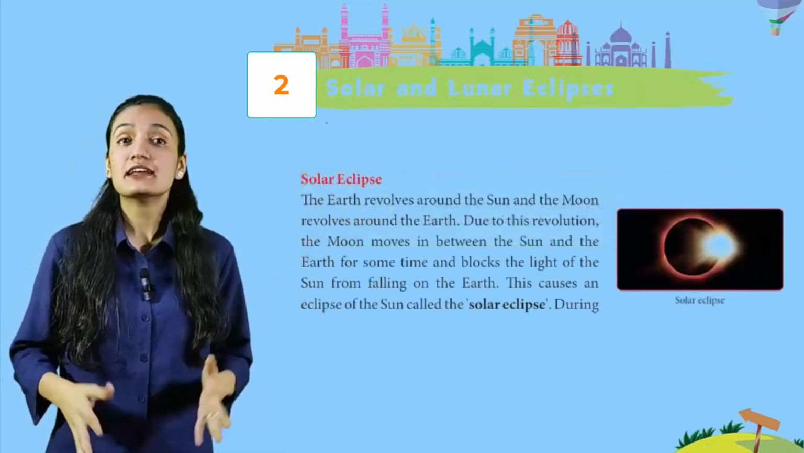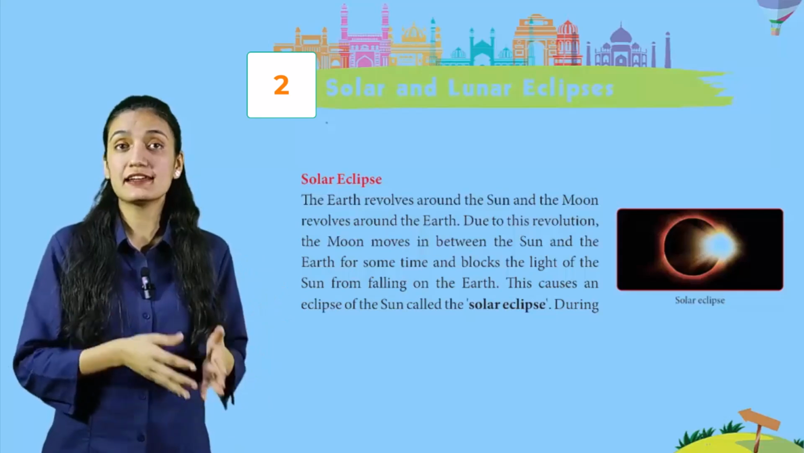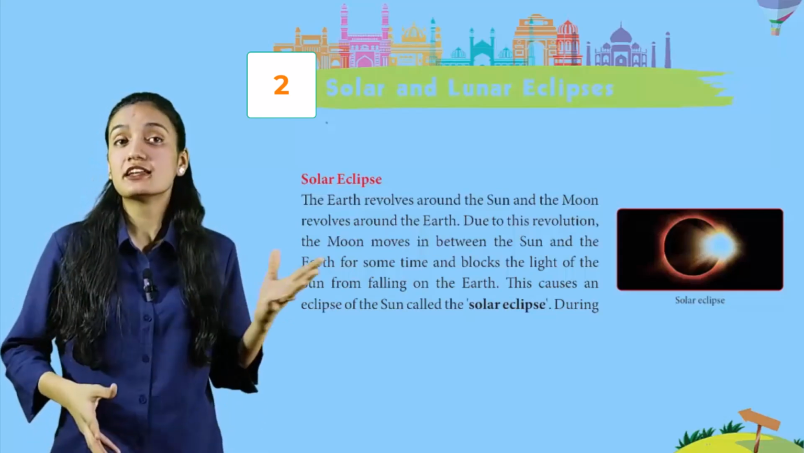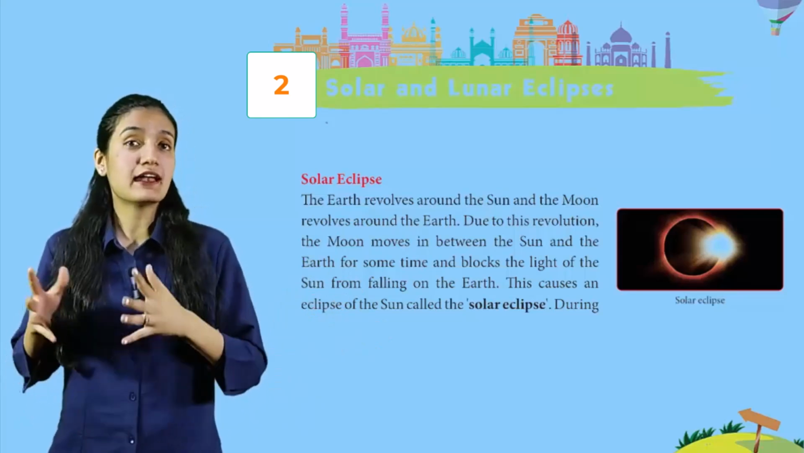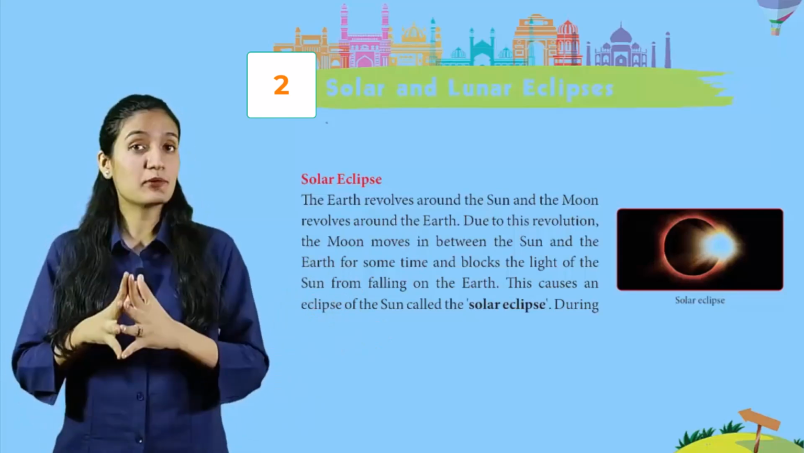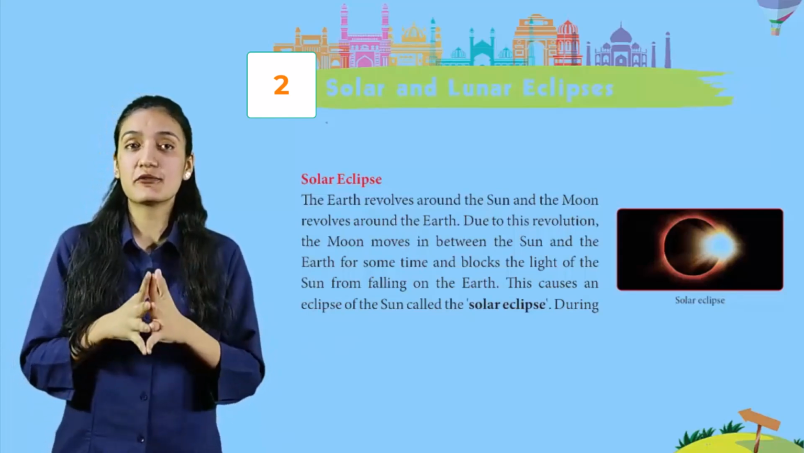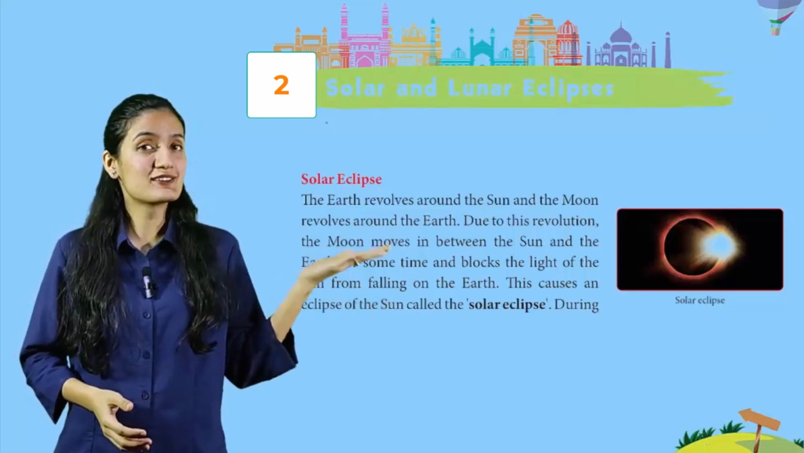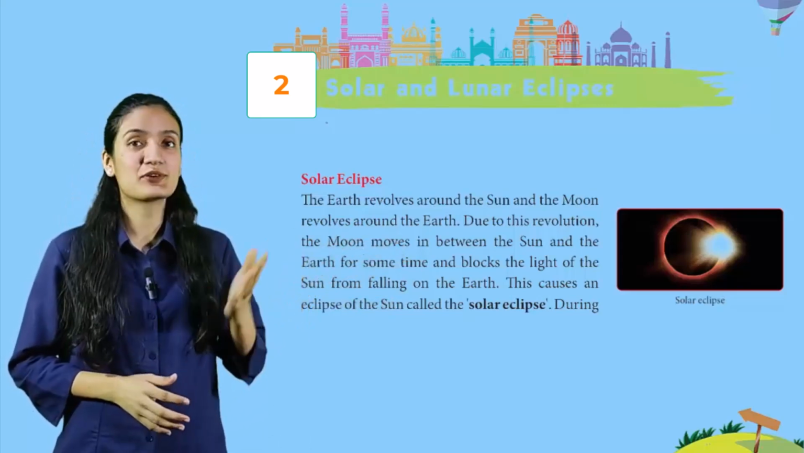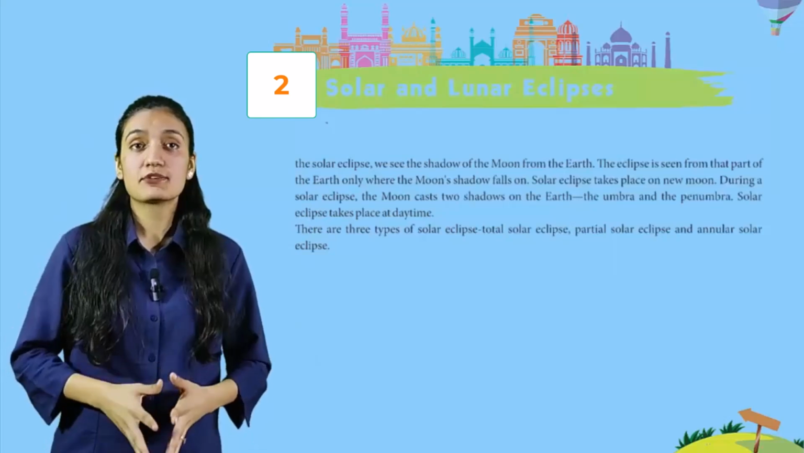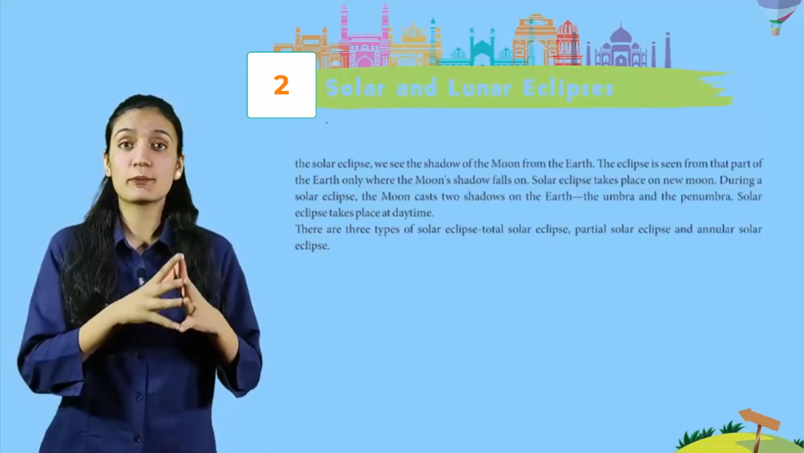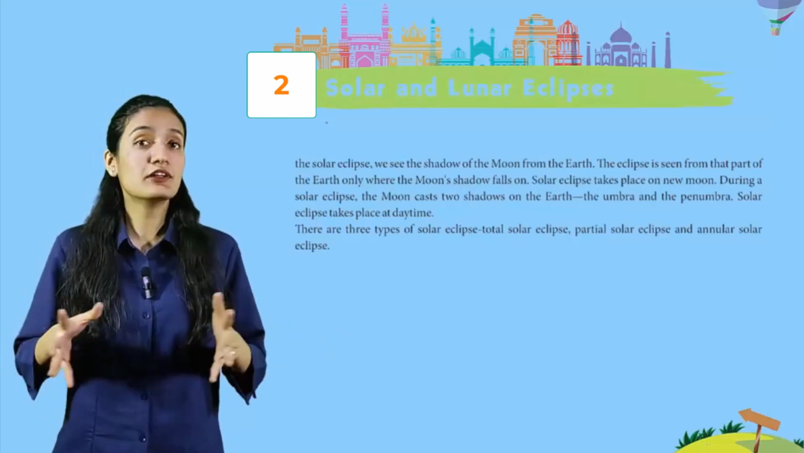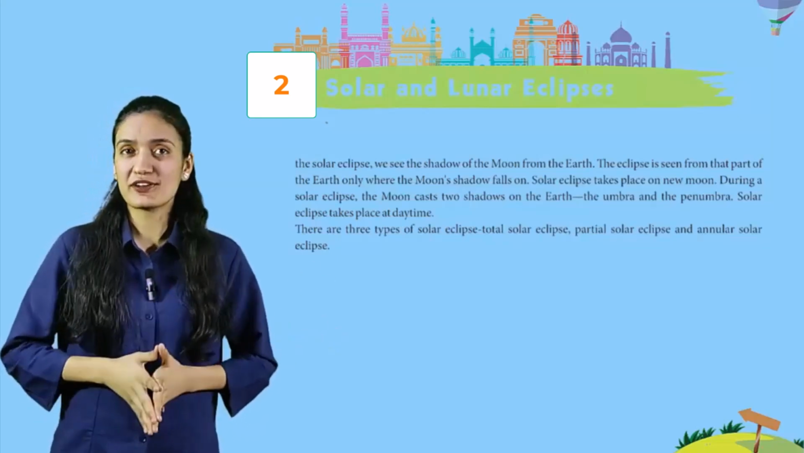Now, solar eclipse. The Earth revolves around the sun and the moon revolves around the Earth. Due to this revolution, the moon moves in between the sun and the Earth for some time and blocks the light of the sun from falling on the Earth. This causes an eclipse of the sun called the solar eclipse. Here you can see the picture of a solar eclipse. During the solar eclipse, we see the shadow of the moon from the Earth. The eclipse is seen from that part of the Earth only where the moon's shadow falls.